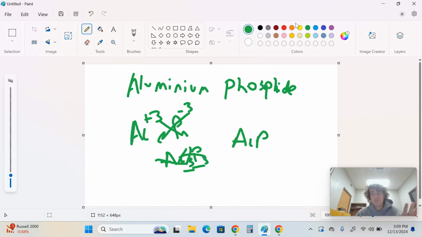And if you're saying, well, how do I know that's right? It just doesn't look right to me. Then do it the old-fashioned way. The old-fashioned way would be, aluminum has 3 valence electrons, phosphorus has 5, and aluminum's a metal, so it's going to give up how many? In this case, 3. And look at that, it's a perfect match, 3 and 3. So that's why it's AlP.